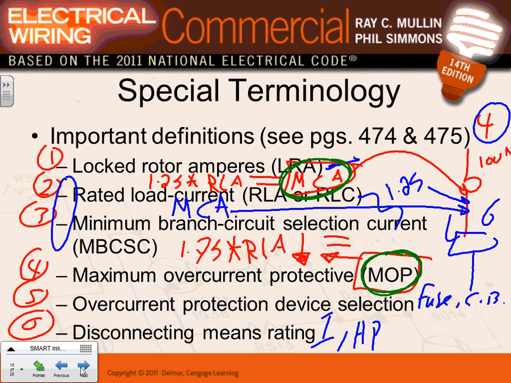If they're not given, Jeff, how do you do it? No problem, Chad. Rated load amps times 1.25. Done. If this is not given, how do you do it? No problem, Chad. Rated load amps times 1.75. And go down if it's not standard. Any comments, any questions?